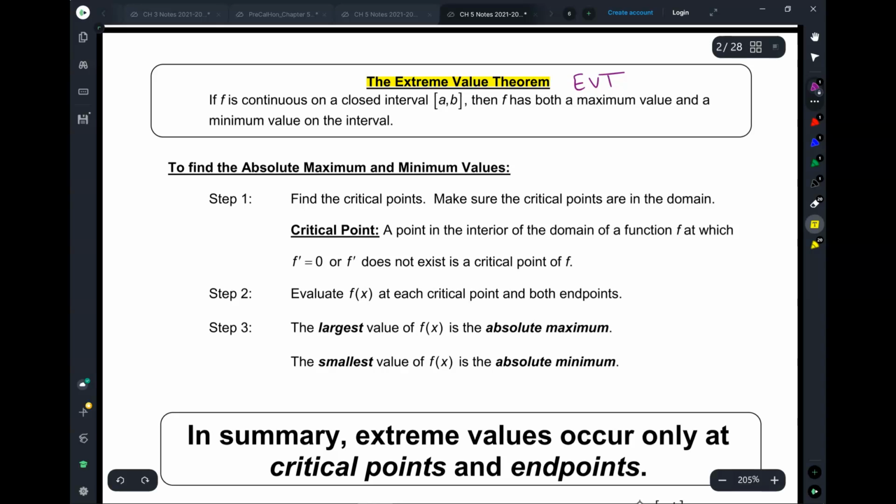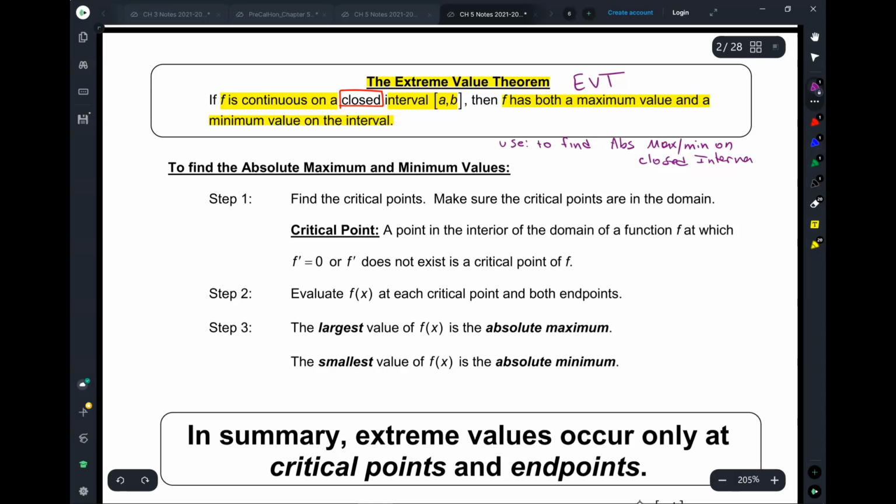So, here we go. If f is continuous on a closed interval, that's the important part, closed interval a, b, then f has both a maximum and a minimum value on the interval. Okay? So you use the extreme value theorem when you have to find absolute max or min on a closed interval.